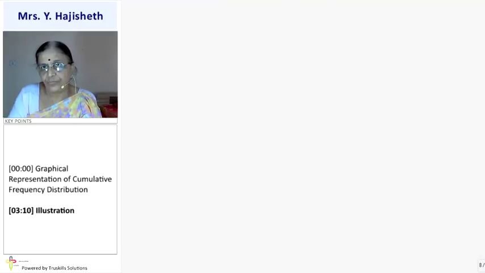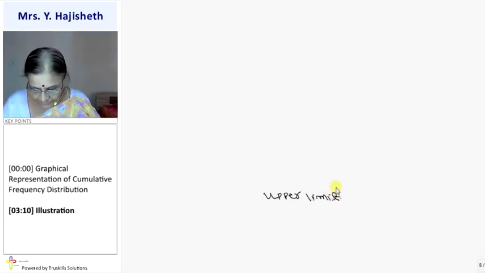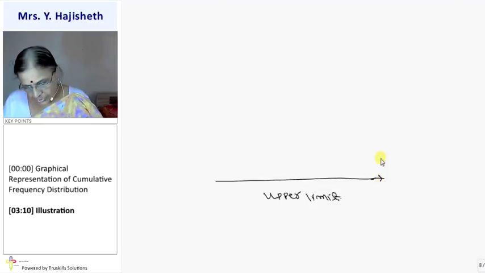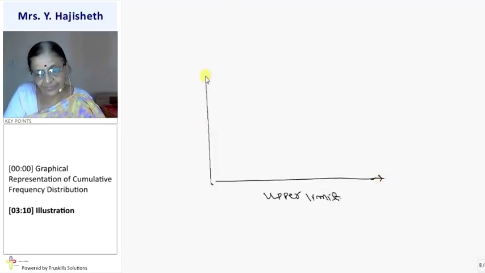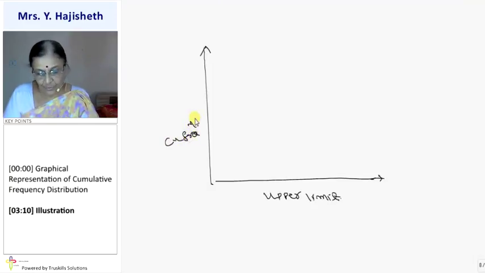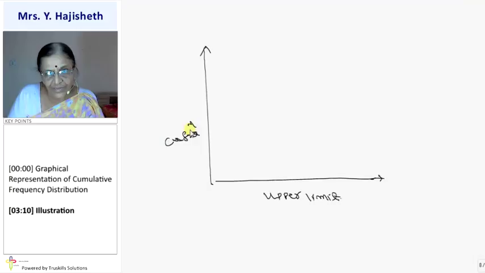Suppose you want to draw ogive of less than type. Then you take upper limit on x axis, right? And cumulative frequency on y-axis with proper scale. What scale am I going to take?